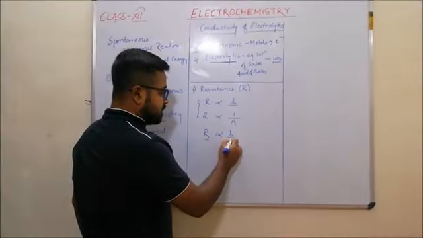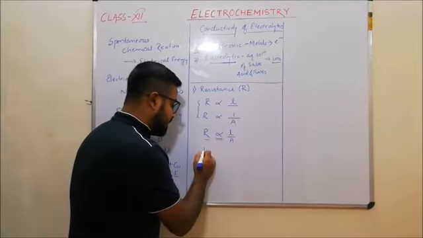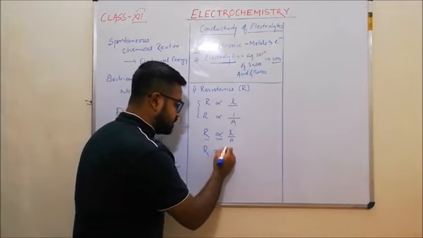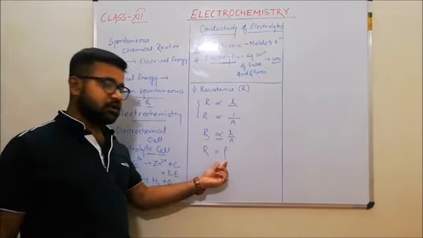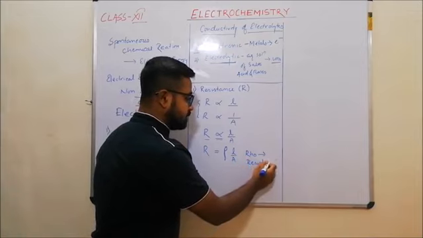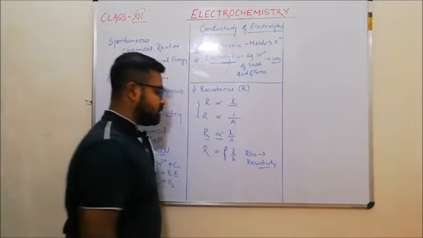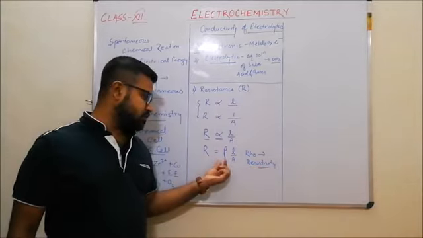Now we have to remove this proportionality sign. And there what will we write? Resistance equals this symbol we are using, and this is the proportionality constant called rho. This symbol is called rho. And what does rho determine? Rho determines the resistivity. So this rho is called the resistivity. The symbol rho is for resistivity. So what is rho here? Rho is the proportionality constant after removing this proportional sign.